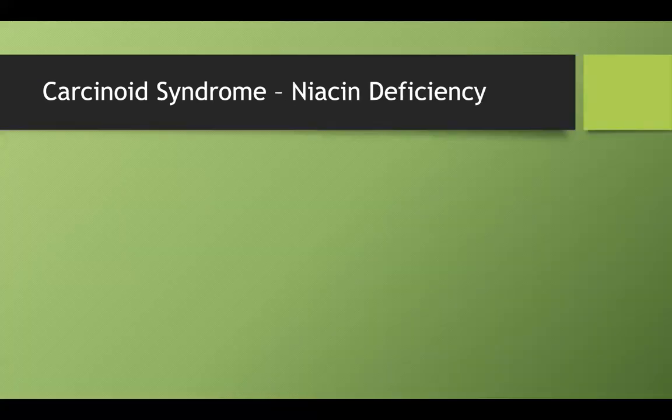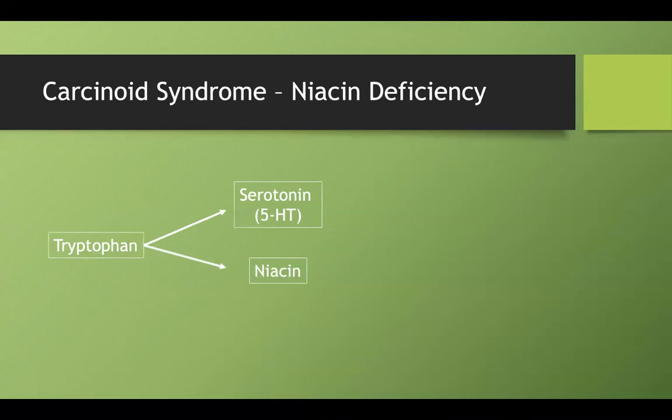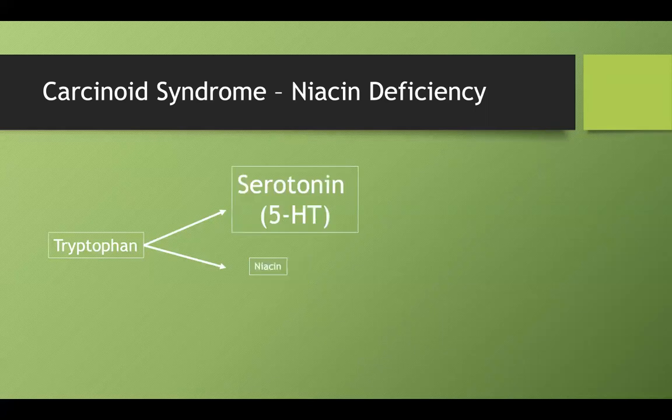And why does niacin deficiency happen? What's going on here is that tryptophan can be broken down into a few things, one of which is serotonin. Serotonin's actual name is 5-hydroxytryptophan. So you can see that serotonin is a byproduct of tryptophan. Tryptophan can also be used in the formation of niacin. The problem with carcinoid syndrome is that we're producing so much serotonin that there's not enough tryptophan left to produce niacin. So you can get this niacin deficiency, which again can present with that dermatitis, dementia, and death.